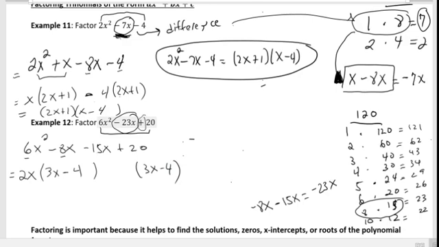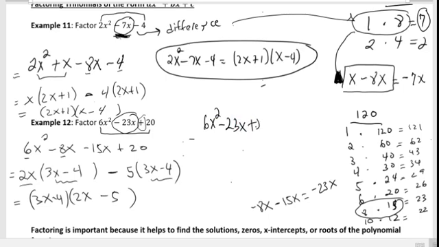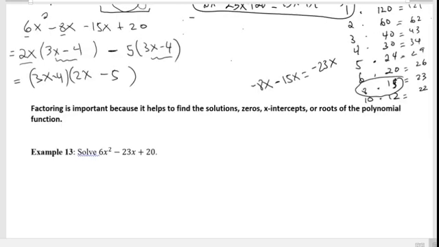And 15 and 20 have the greatest common factor common to both, which would be a 5. I need the 15 to be negative. So negative 5 times 3 would be negative 15x. Negative 5 times negative 4 will give me a positive 20. Now they have this parentheses in common. So we can factor out a 3x minus 4. If I do that, then I'm left with 2x minus 5. So my polynomial 6x squared minus 23x plus 20 is equal to 3x minus 4 times 2x minus 5.